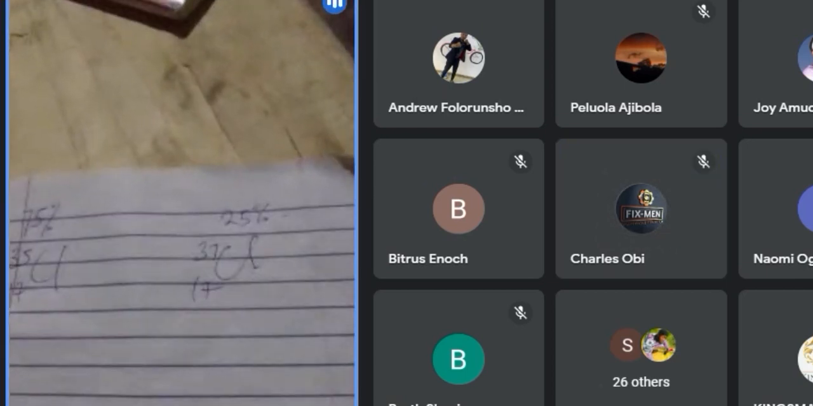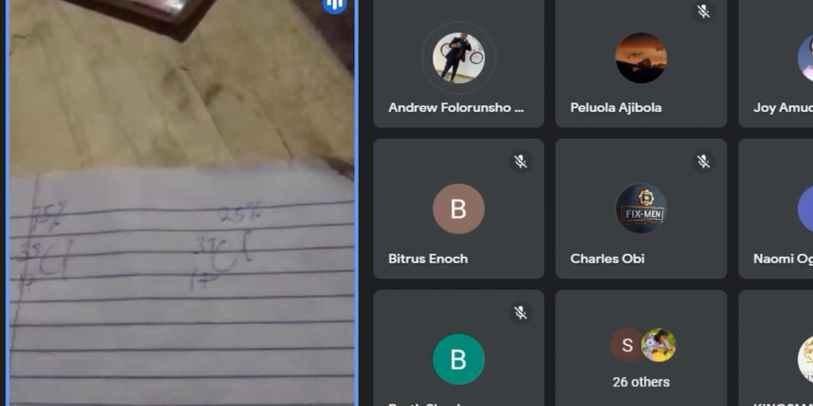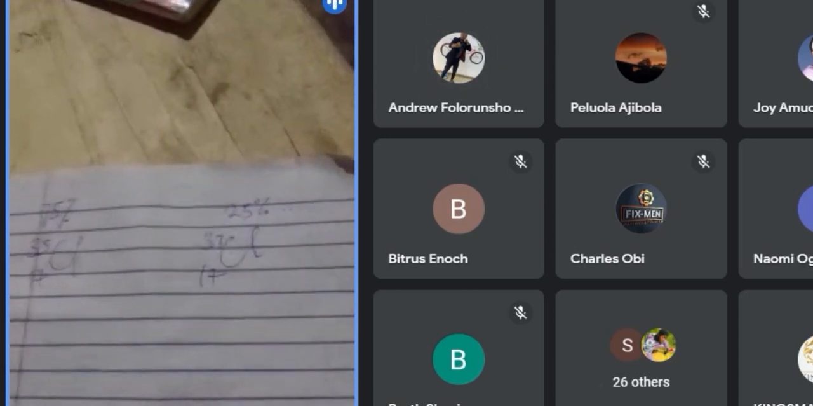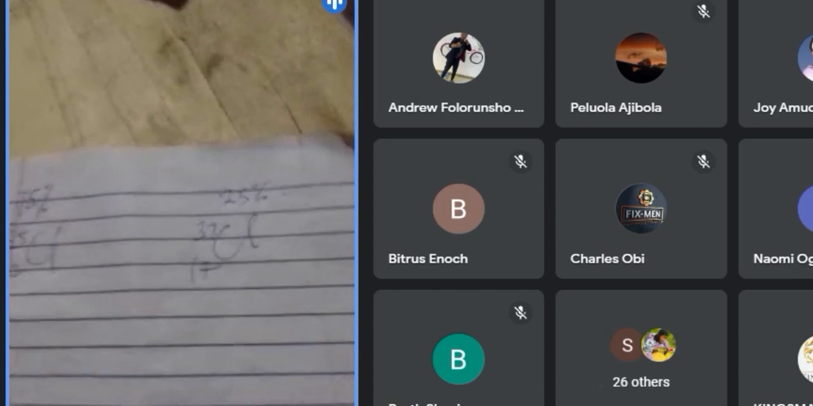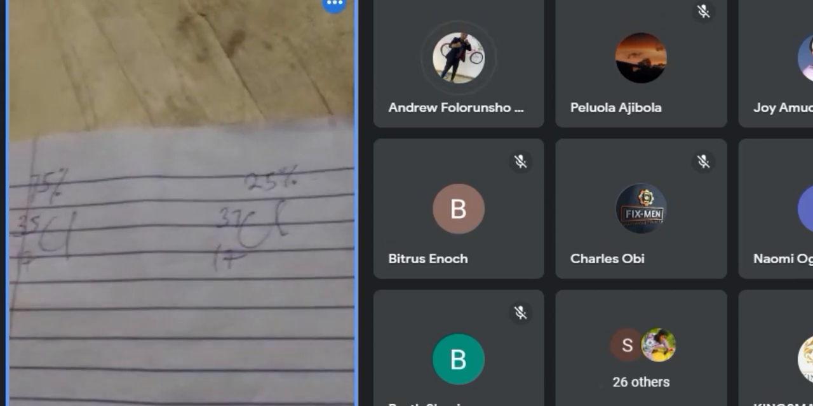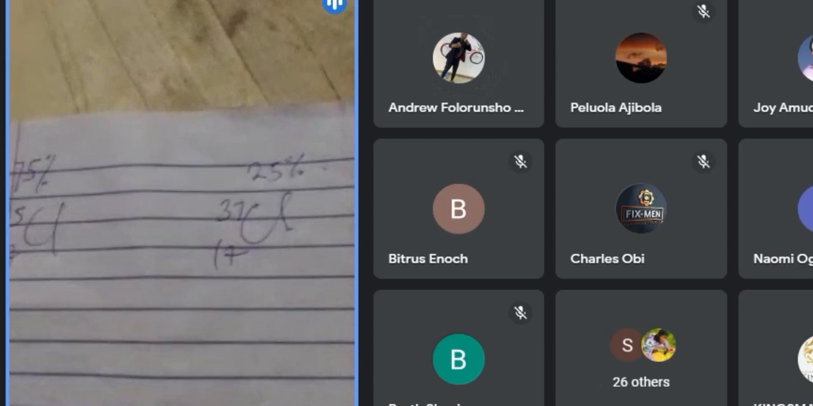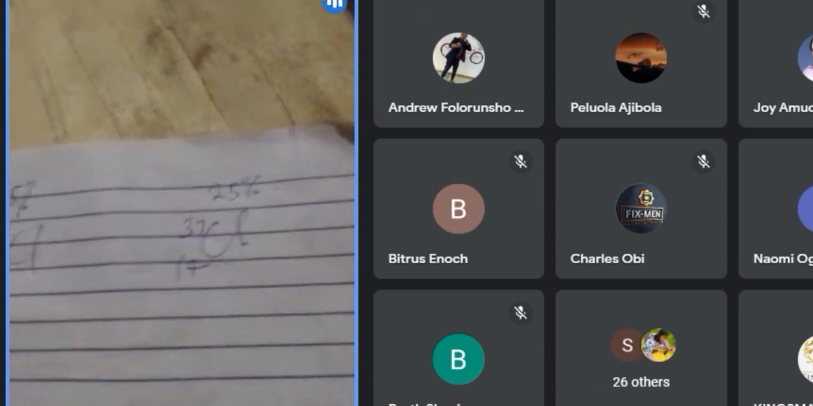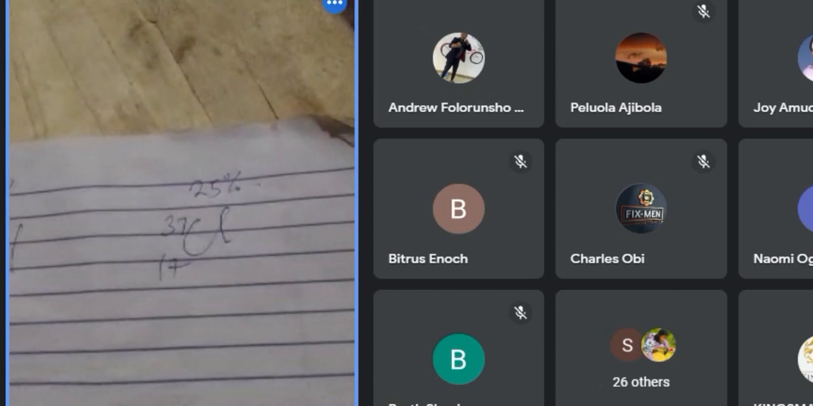Isotopy is the existence of two or more forms of atoms of a particular element with the same atomic number but different mass number. They will have the same atomic number but different mass number. Do you understand now?